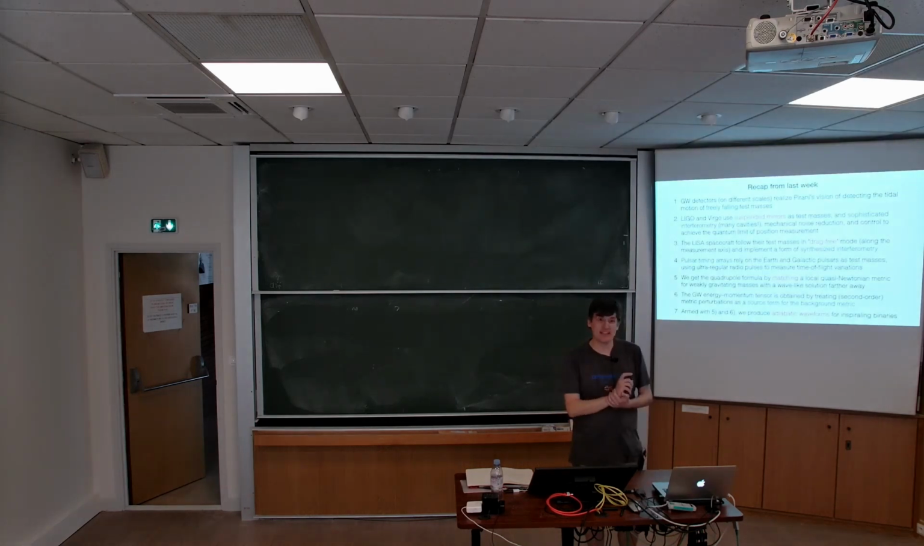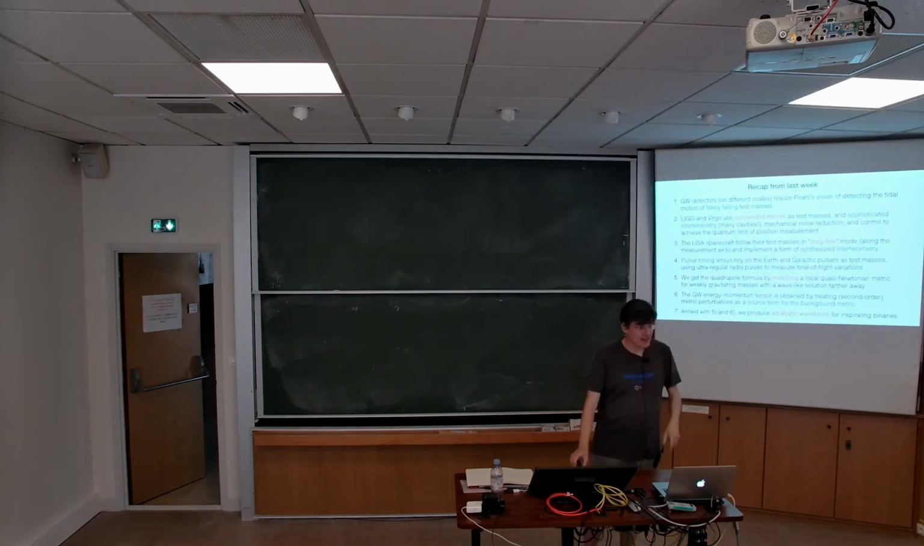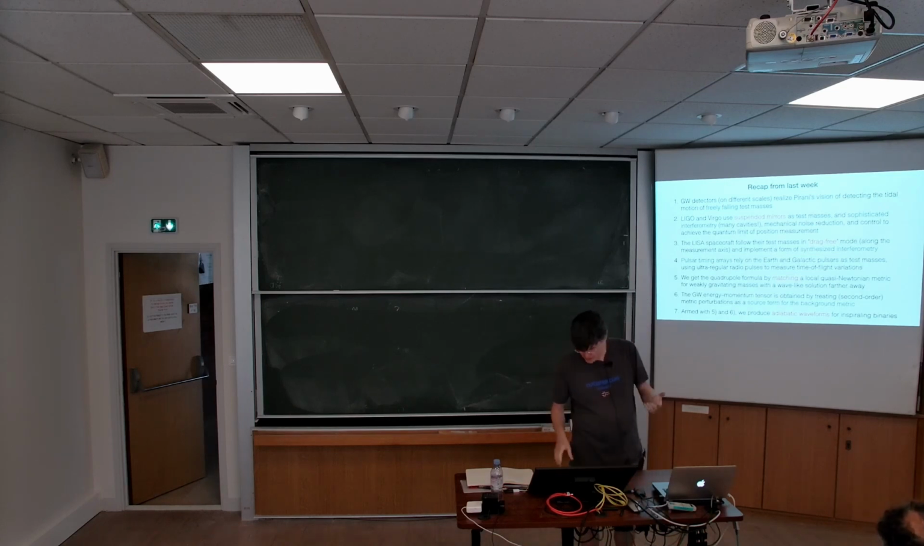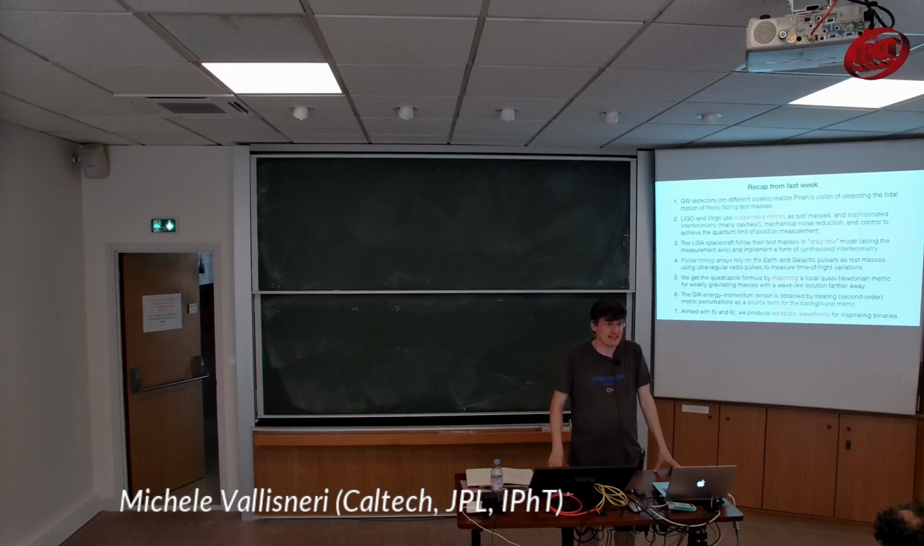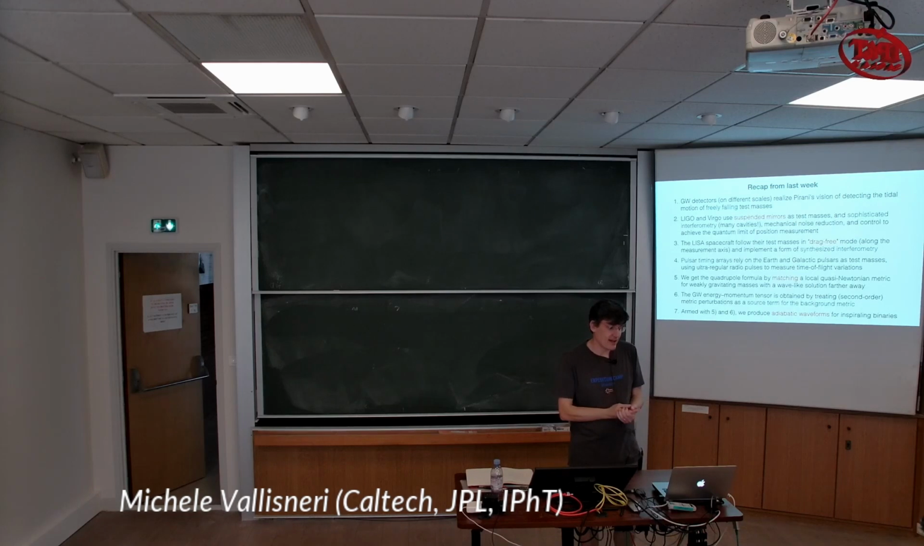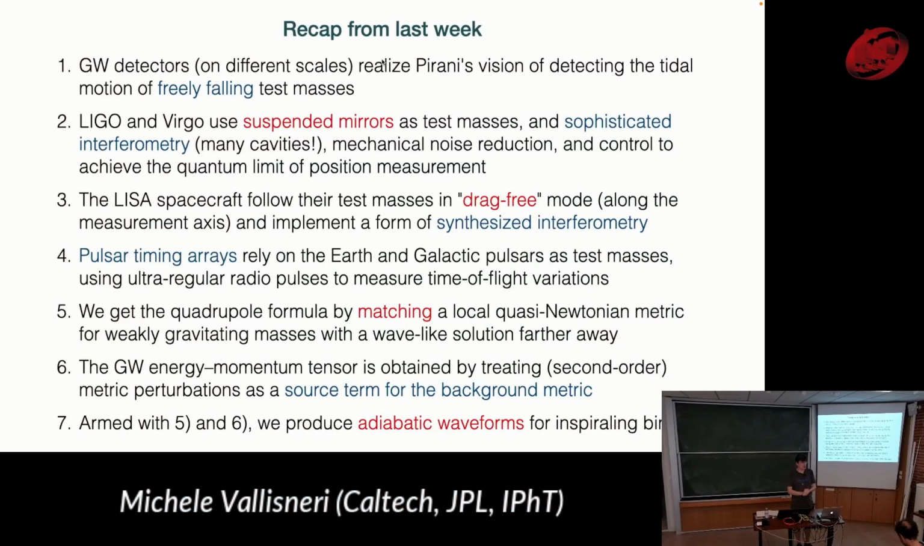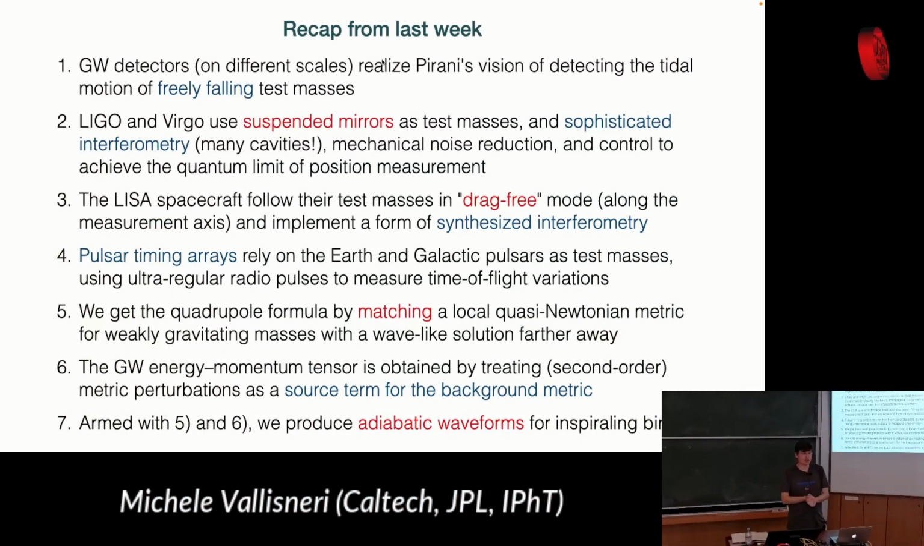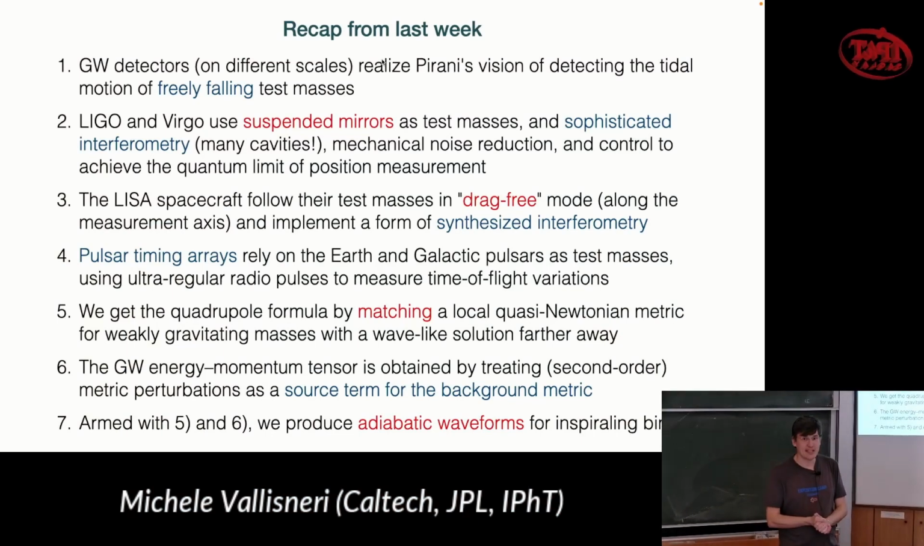So recap from last time, as they do on Netflix. We saw that gravitational wave detectors, all of the current practical ones, realize this idea that gravitational waves create a tidal motion of masses. You want to detect that. To do that, you need to realize a free fall experimentally. LIGO and Virgo do that with suspensions, with pendulums, where the free fall is effective along one direction and at a certain frequency range. That creates a lot of problems for interferometry and makes for very sophisticated instruments.